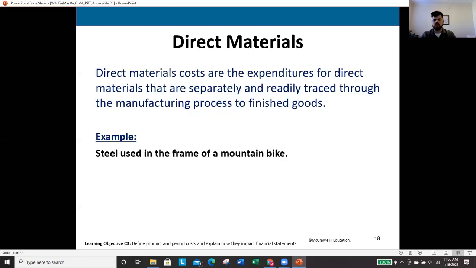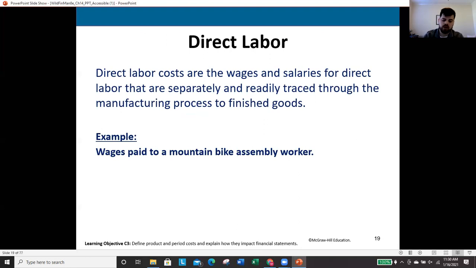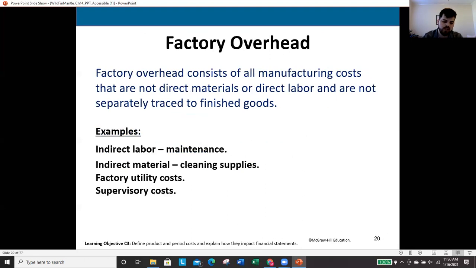Now, here we're going to talk about some of the items we've already talked about. So direct materials, once again, would be something like the steel used in the frame of a bicycle. Direct labor would be the people who are actually assembling the bike, the people actually doing the welding, putting the tires on, things of that nature.